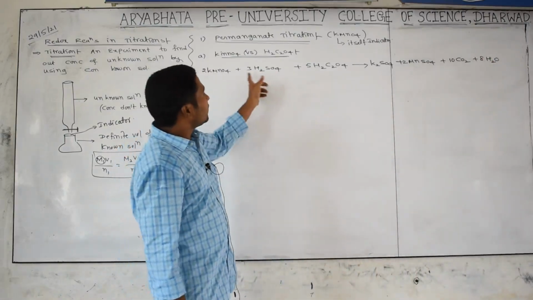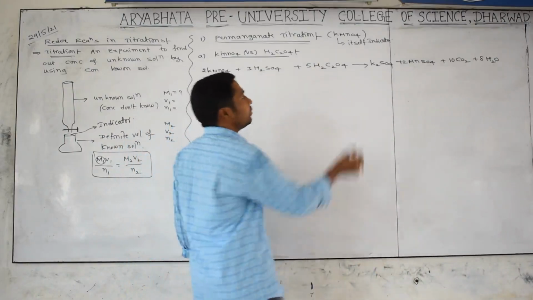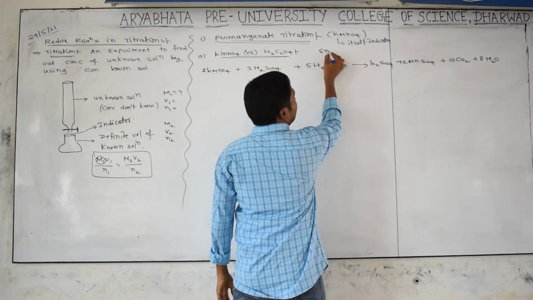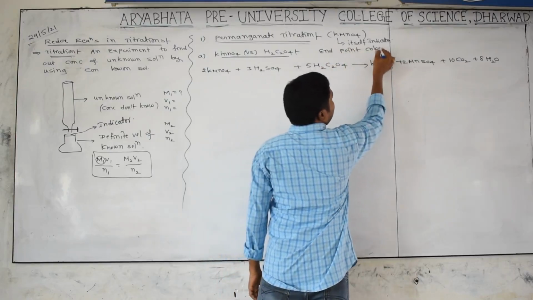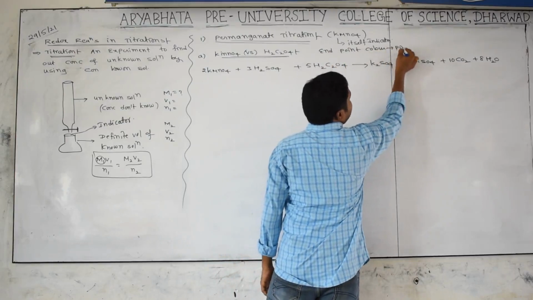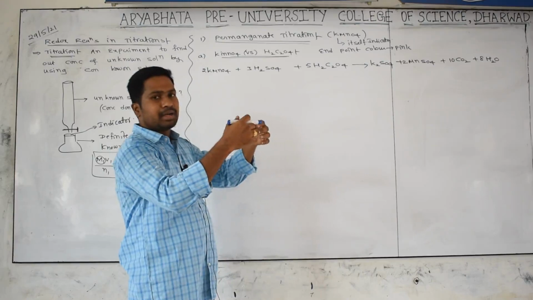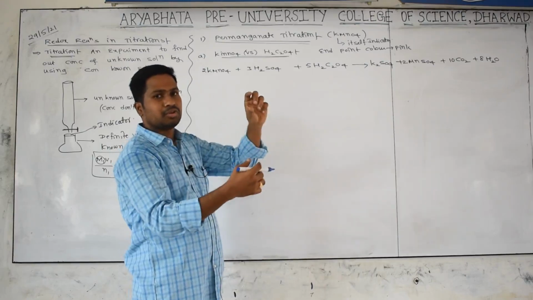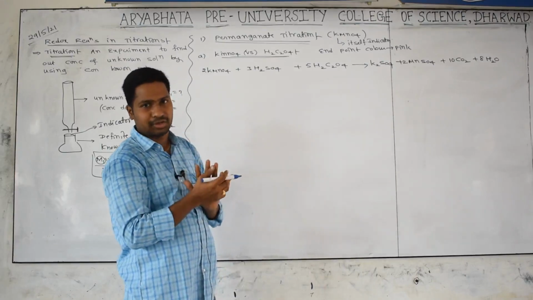After completion of the reaction between these two, the solution takes on the end point color, which is pink. Initially the oxalic acid is colorless. When the reaction is completed with KMnO4, the solution changes into pink color. Then we have to stop the experiment and go for the calculation.